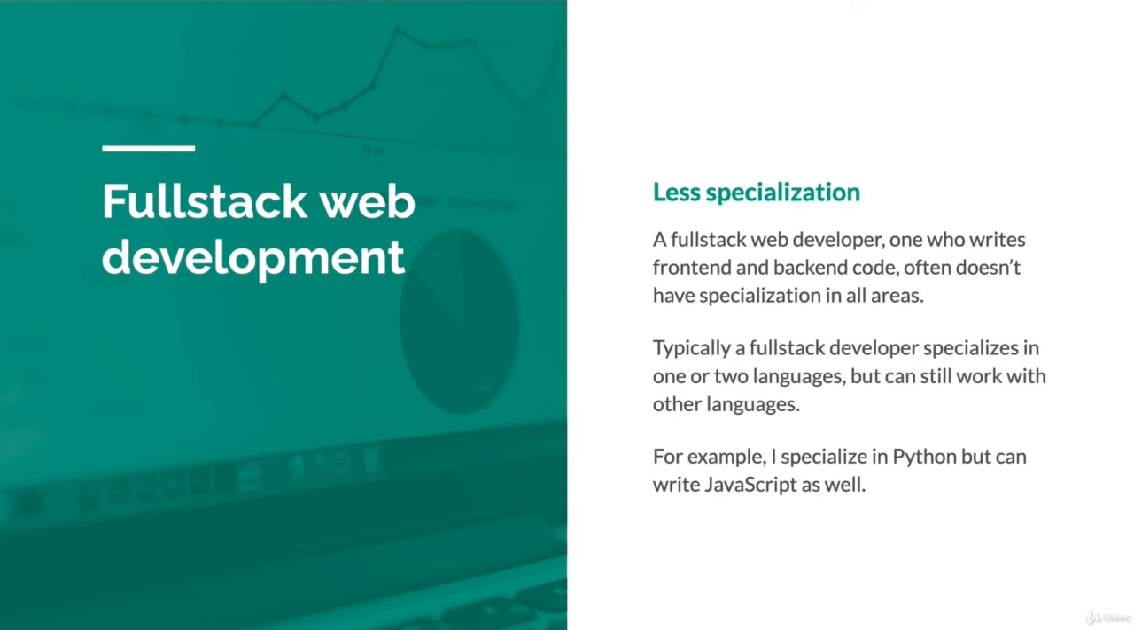A full-stack web developer is usually one who writes front-end and back-end code, but often doesn't have specialization in all areas. But they can do a little bit of everything. So typically a full-stack developer specializes in one or two languages, but can still work on other languages. For example, I specialize in writing Python, but I can also write JavaScript as well.